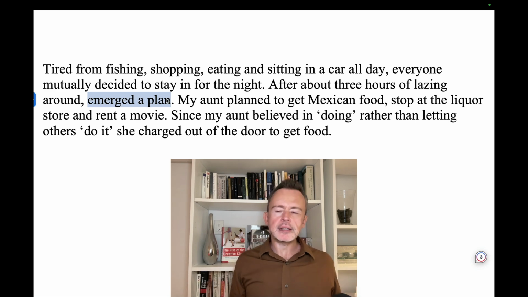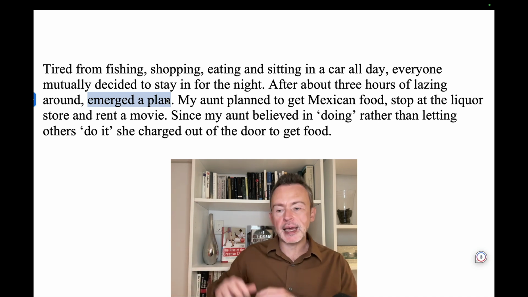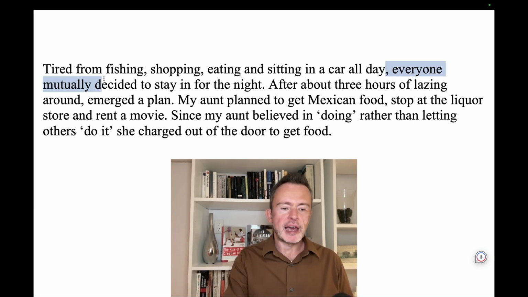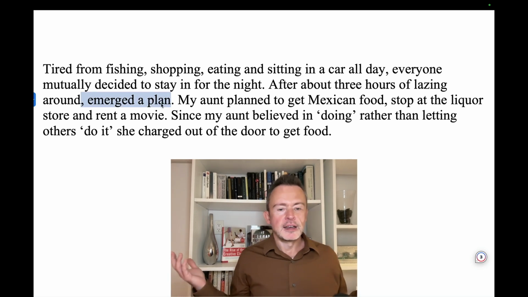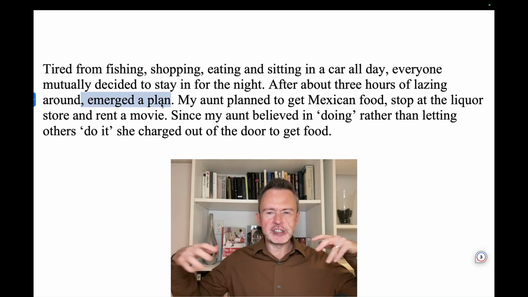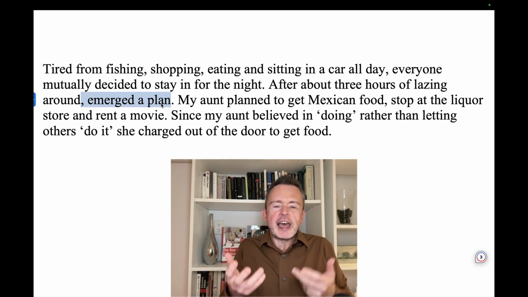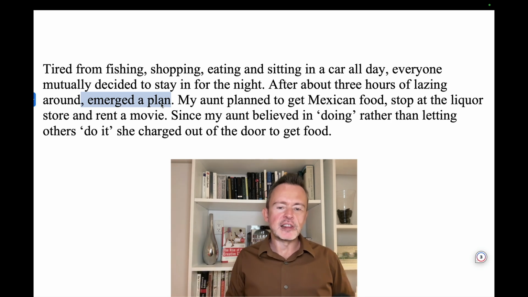What sparked it? What led to the plan coming about? And just show that. Just show what people said, what they did. And that'll just bring it all to life. Because right now we have everyone decided and emerged a plan. So it's very abstract. It's very distant. I can't see these people. Who are these everyones? What do they look like?